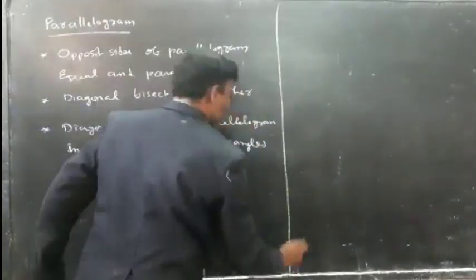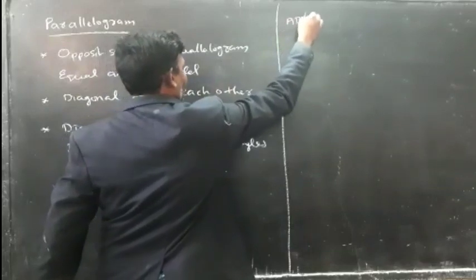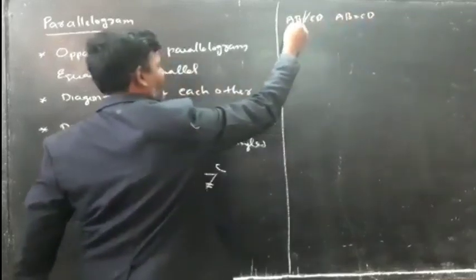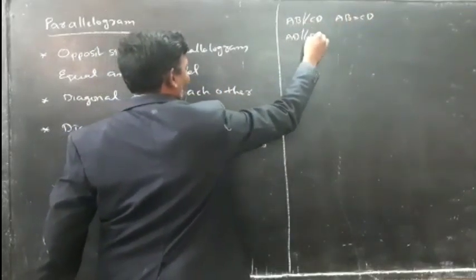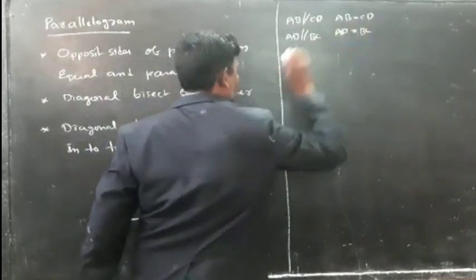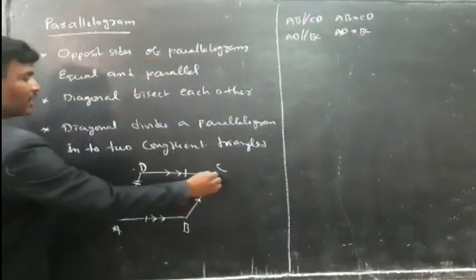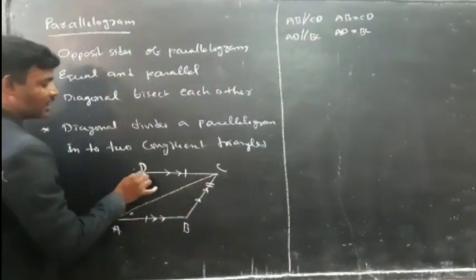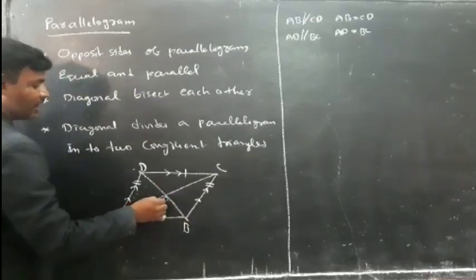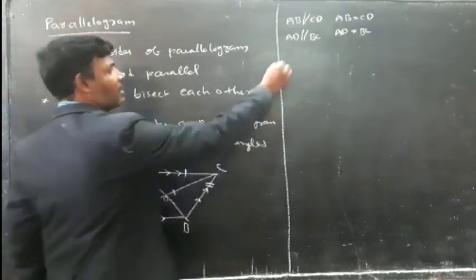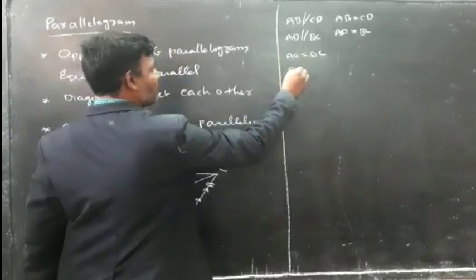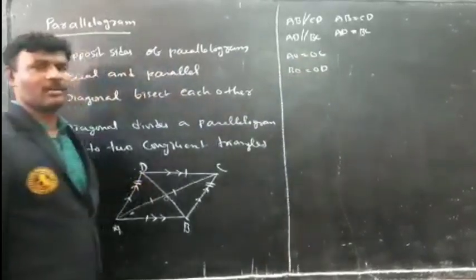How can we write this? AB is parallel to CD and AB is equal to CD. Next, AD is parallel to BC and AD is equal to BC. Next, in a parallelogram, diagonals bisect each other. It means the length of AO and the length of CO are equal, AO is equal to OC. Similarly, BO is equal to OD.